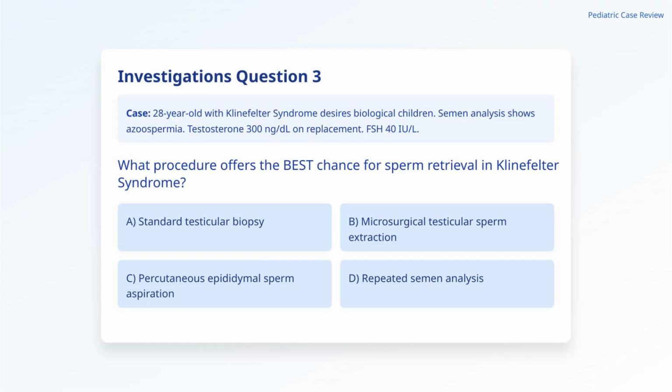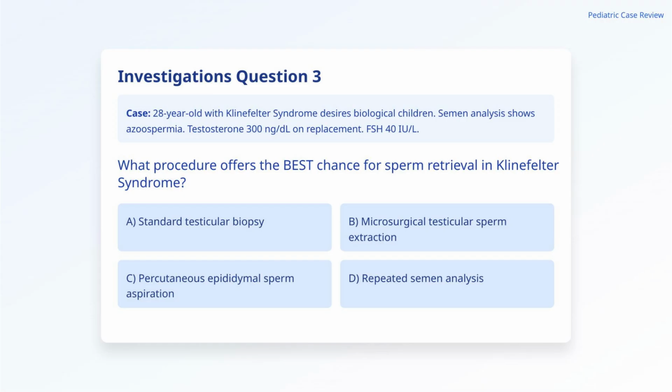Case scenario: a 28-year-old male with Klinefelter syndrome desires biological children. Semen analysis demonstrates azoospermia. His testosterone level is 300 nanograms per deciliter while on replacement therapy. Follicle-stimulating hormone is 40 international units per liter. Question: what procedure offers the best chance for sperm retrieval in Klinefelter syndrome?